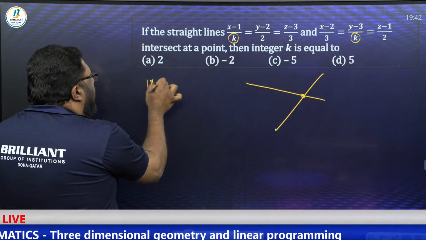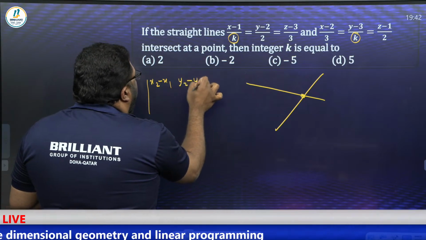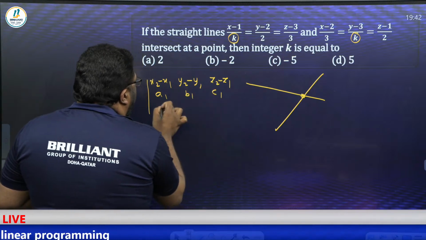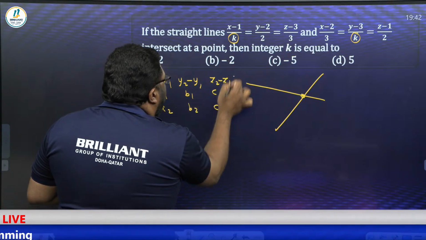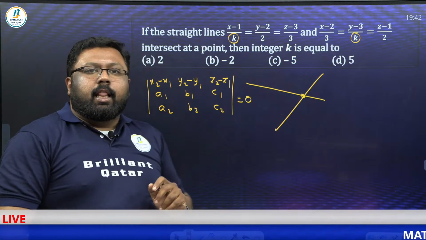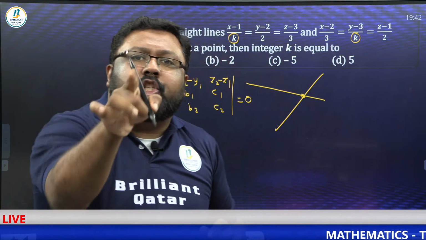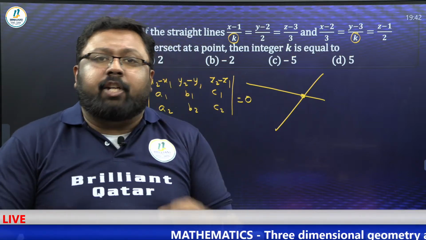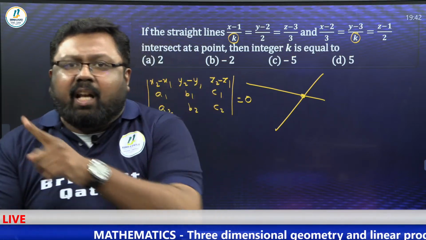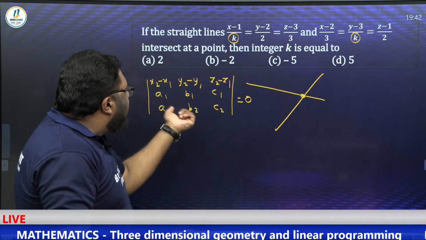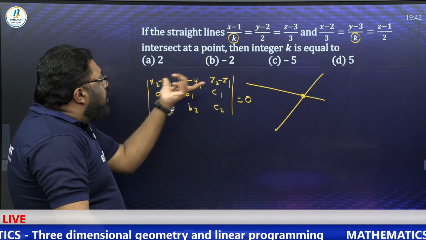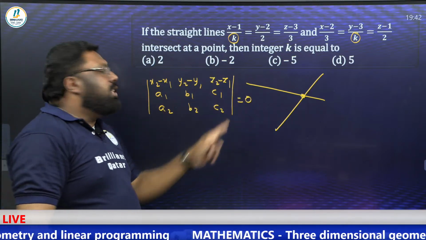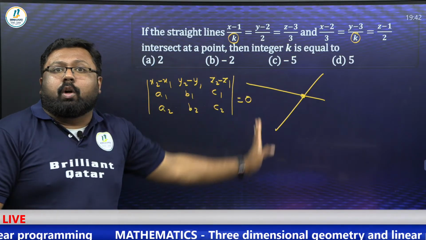Use the determinant: x2 minus x1, y2 minus y1, z2 minus z1, a1, b1, c1, a2, b2, c2 equal to 0. You know what this is? This is the numerator of your shortest distance formula. See, when two lines are intersecting, shortest distance is 0. And shortest distance becomes 0 only if the numerator of the formula becomes 0. This is a very easy numerator. The numerator of a shortest distance formula: x2 minus x1, y2 minus y1, z2 minus z1, a1 b1 c1, a2 b2 c2 equal to 0.